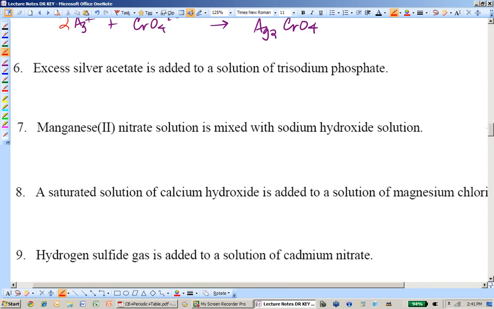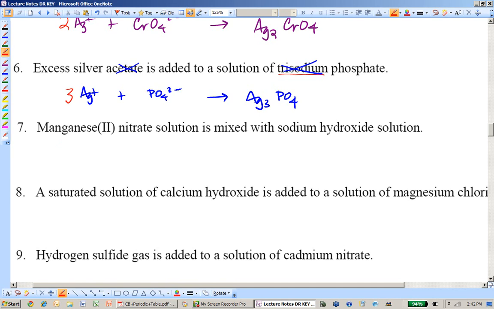Excess silver acetate is added to a solution of trisodium phosphate. Again, this is kind of old terminology, but that's going to be Na3PO4 either way. It's out of there because it's sodium. When a metal is out of there, I don't care how many of them there are, and acetates are also all soluble in compounds. So I'm left with Ag+ and PO4 3-. If you don't know that, again, for shame. I cannot help you memorize your polyatomic ions. So I'm going to put that together, and since I have a 3- ion and silver is a +1, I know I make this, and to balance it, what do you figure? Yep, there you go.